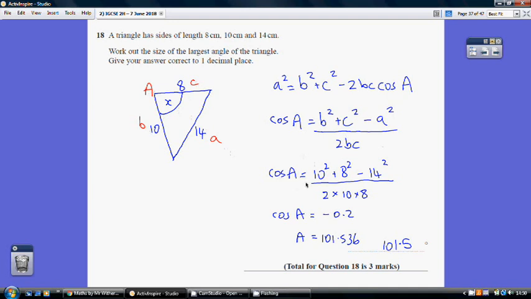So cos A is going to equal 10 squared plus 8 squared minus 14 squared all over 2 times 10 times 8, giving us cos A equaling minus 0.2. Inverse cos both sides, you get A being 101.536 dot dot dot. So to one decimal place, that's 101.5 degrees.